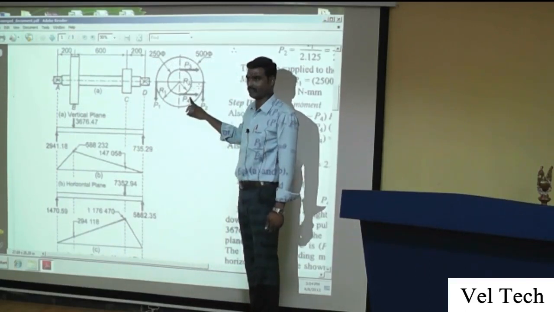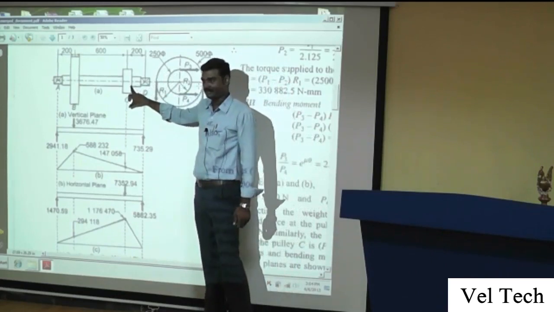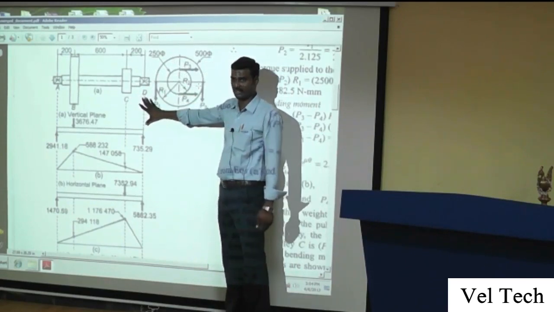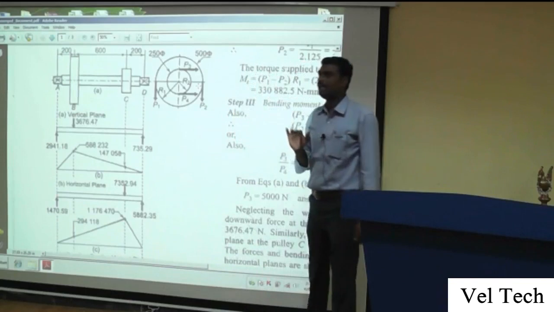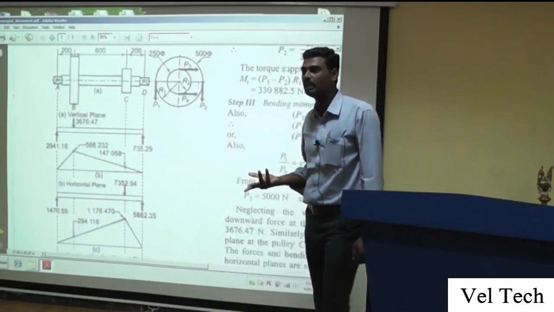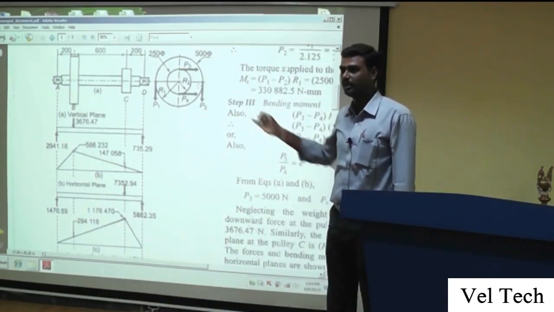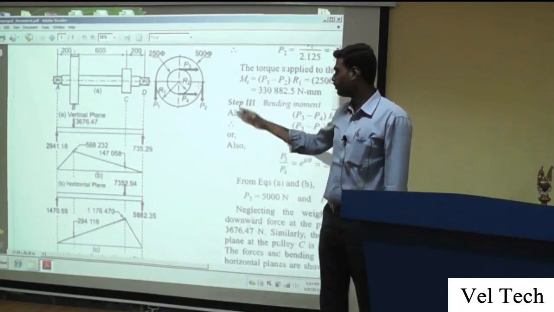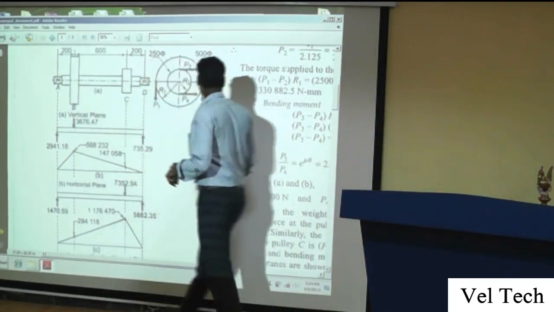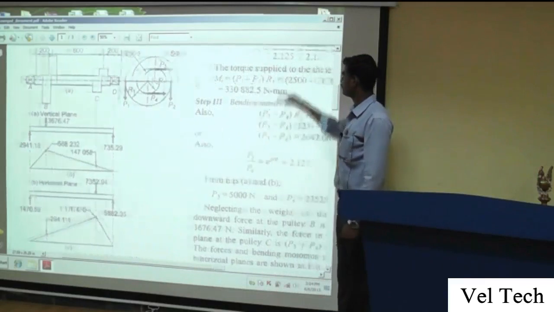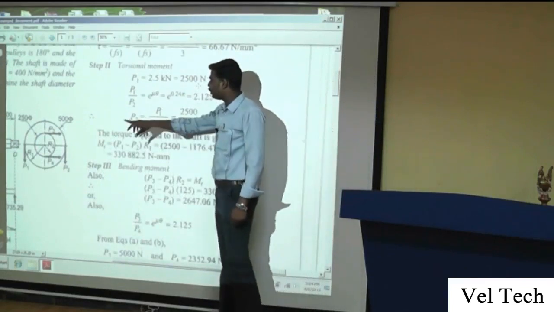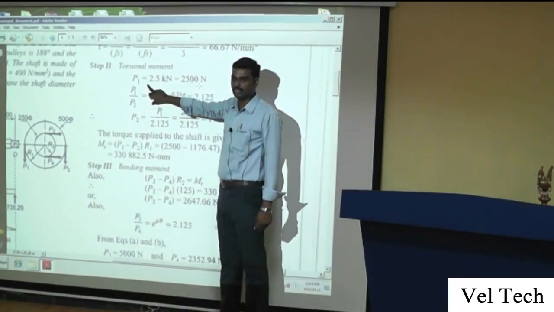And a similar procedure is to be followed for the horizontal load. What is the reaction when the pulley is subjected to horizontal load? This pulley C is subjected to horizontal load. So what we have to find out? RAH and RDH. Then the moments about A, B, C and D. So from deriving all these things, we have to find out the maximum bending moment for vertical loading and the maximum bending moment for horizontal loading. Then finally we have to substitute in the formula to find out the safe diameter of a shaft. Okay, that we'll see.